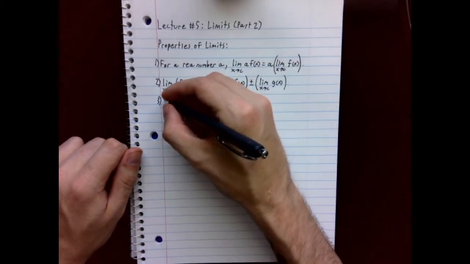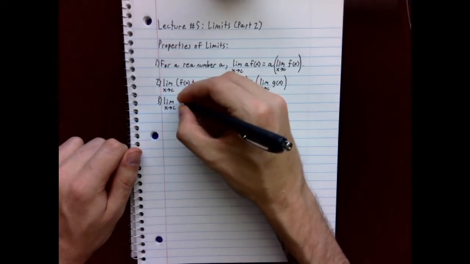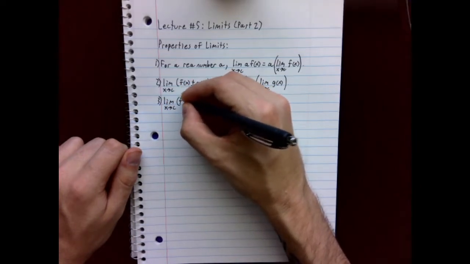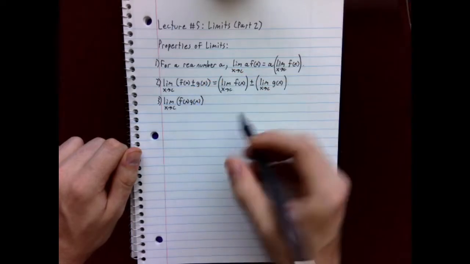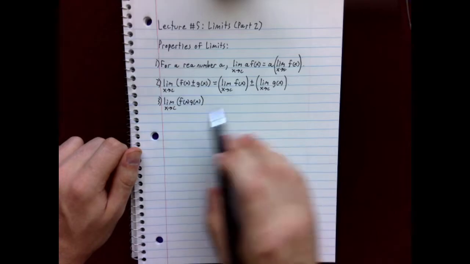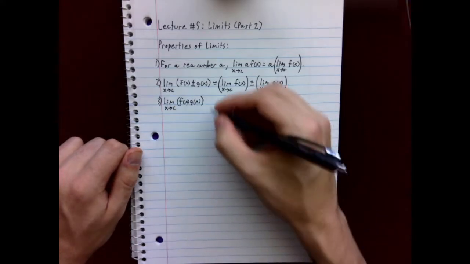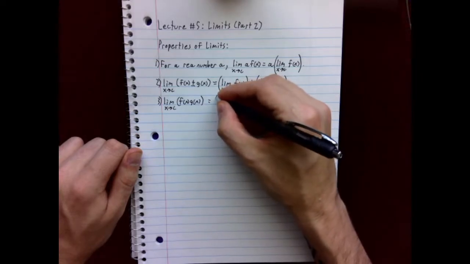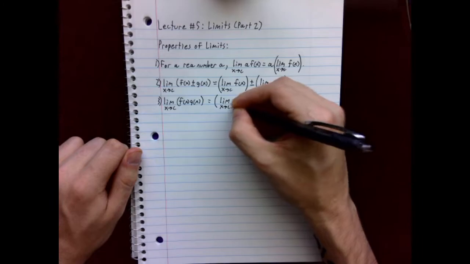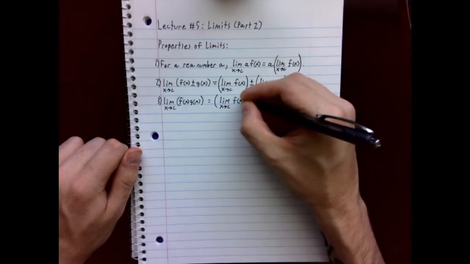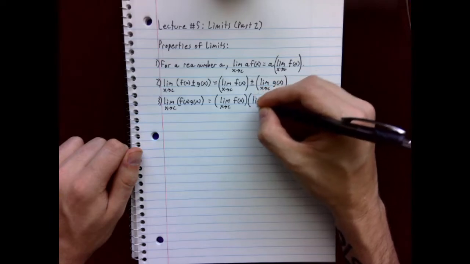Third property, this has to do with products. So the limit of a product is, well, perhaps if you're thinking of how this plays out, maybe you think that the limit of a product should be the product of the limits, and you would be correct. The limit breaks apart into products like this. So the limit of a product is equal to the product of the limits.